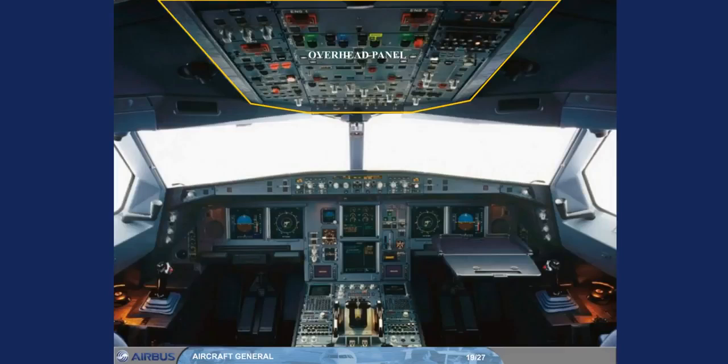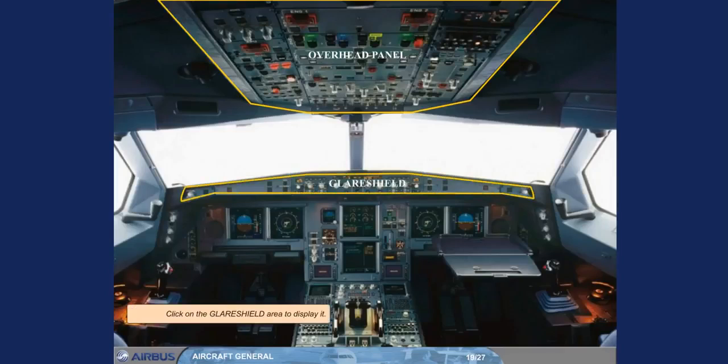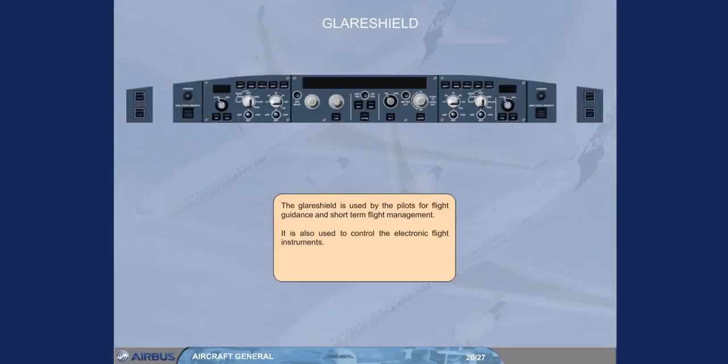Click on the glare shield area to display it. The glare shield is used by the pilots for flight guidance and short-term flight management. It is also used to control the electronic flight instruments. Click on the forward arrow to return to the cockpit.